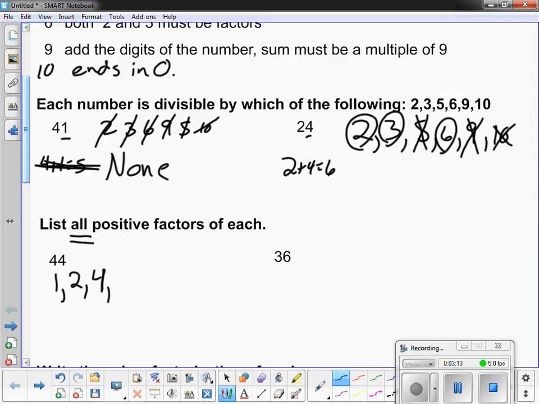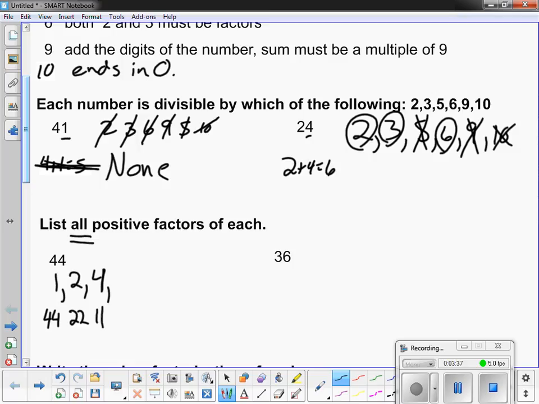Does 7 go into 44? No, it doesn't go into it. That would leave 8. Nope, 8's not going into it. 9, add them up, you get an 8. No. So basically what we can do is start back here on 1. 1 and 44. 2 and 22. 4 and 11. I have to list all the numbers that can divide 44 evenly. Those are all of them.